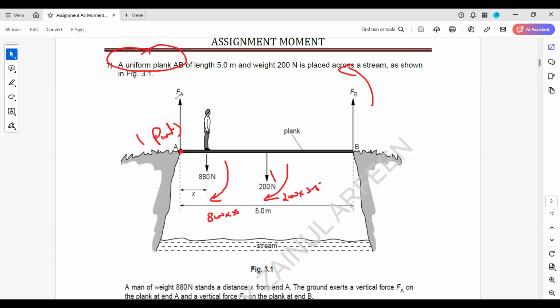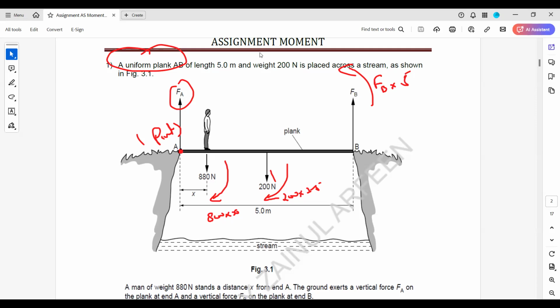There is a force about A, but this does not cause any turning effect because it is acting on the pivot. So the turning effect of this force is 0. There is a force, but it does not have any turning effect. And what about the turning effect of this one? So FB into the total length 5.